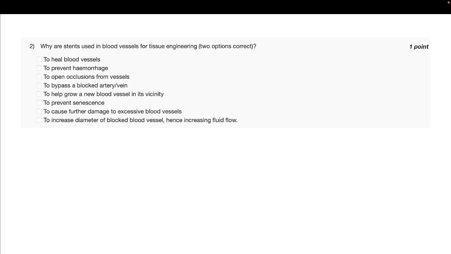Anybody wants to volunteer? No? Okay. Let's look at the answer. The correct answer for this question is these two options: to open occlusions from vessels and to increase diameter of blocked blood vessel, hence increasing fluid flow.